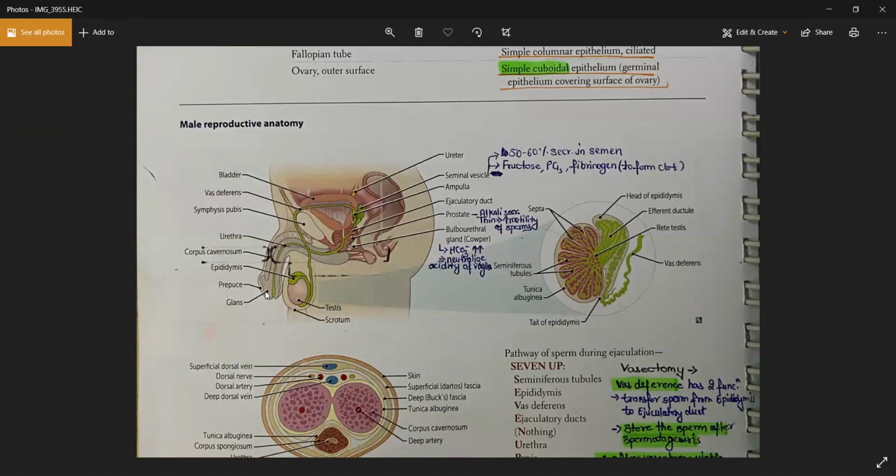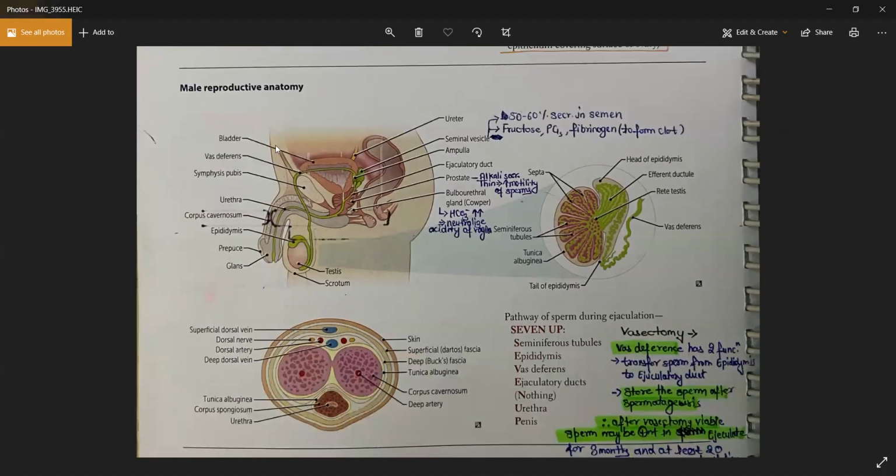Okay, thank you. So we've discussed the cross-section of the testis before, and now let's discuss the cross-section of the penis. On the outermost side, you have the skin. Just after the skin, you have a layer known as the dartos fascia, or the superficial fascia. After the superficial fascia, you have an adipose tissue layer. As you can see, this is all the fatty tissue layer. Within this fat, you have the vein known as the superficial dorsal vein.